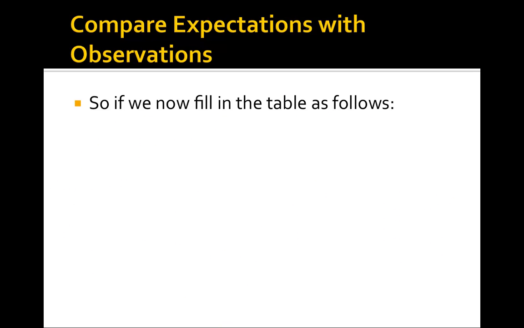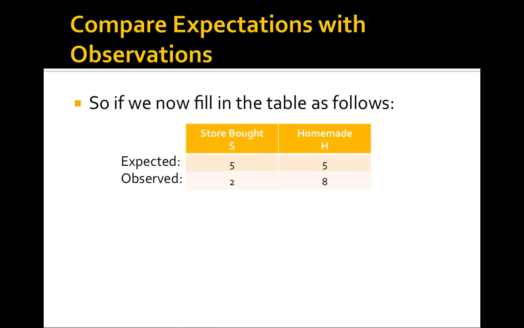So, if we now fill in the table as follows, we get store-bought, 5 people were expected to prefer store-bought and 5 people were expected to prefer homemade. However, only 2 preferred store-bought and 8 preferred homemade. Using the formula chi-square equals the sum of the squared difference between the observed and expected frequencies over the expected frequency, we do that for each category.